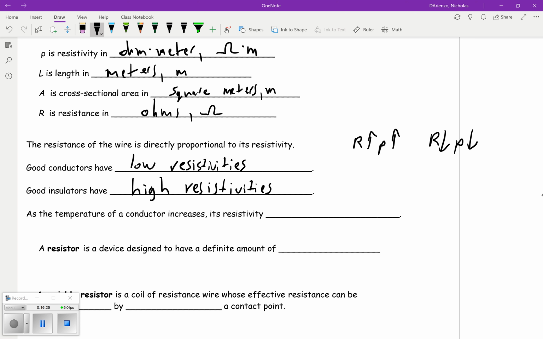Now, these are different. One's saying conductor, one's an insulator. So conductors are going to want a low resistivity, so we have low resistance. And a good insulator is going to want high resistance, so therefore it's going to have a high resistivity. As the temperature of the conductor increases, its resistivity is going to increase as well.